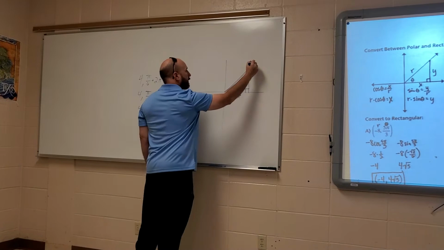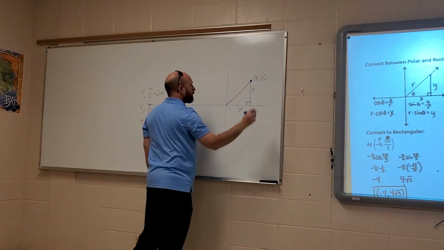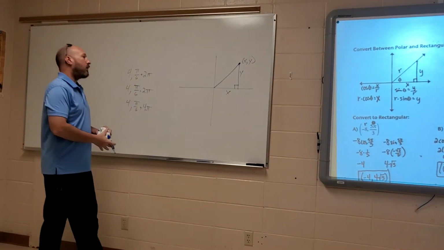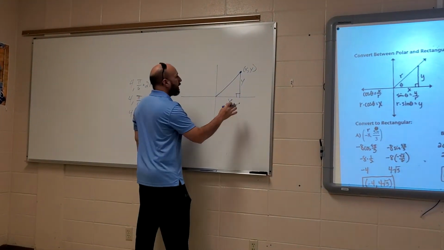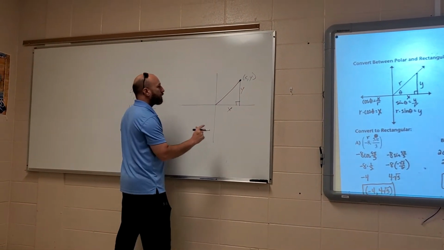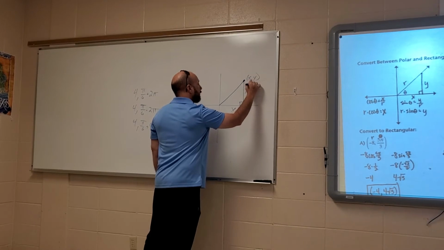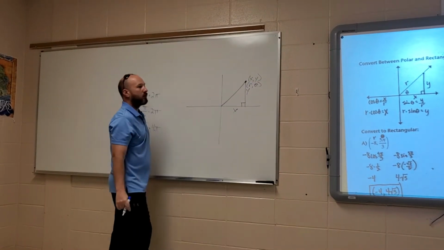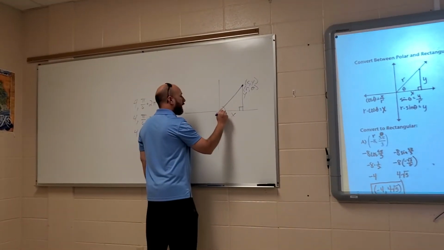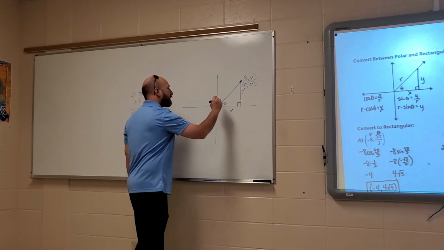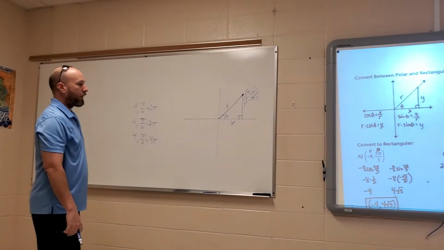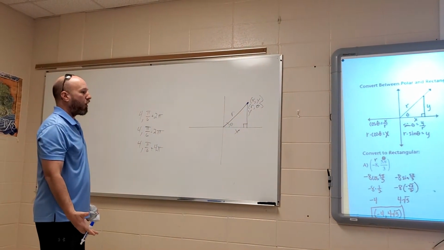So we can agree that this point is x, y. That's, you guys have been doing that since algebra 1. Okay? So what we need to do now is find a way to say what that point is in polar coordinates, r, theta. Okay? So what we're going to do is, we know that this angle is theta, and this length is r. Okay? So how can we find r?